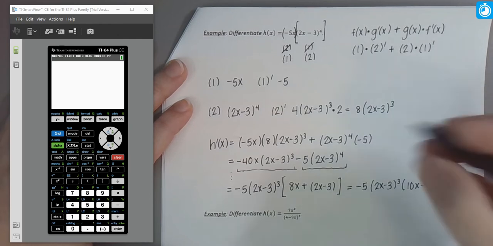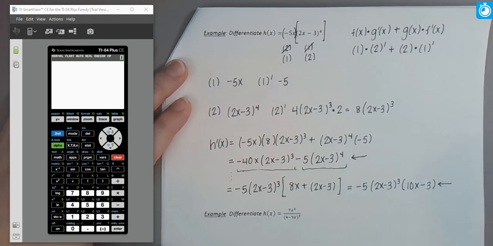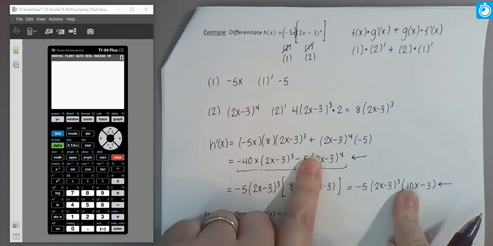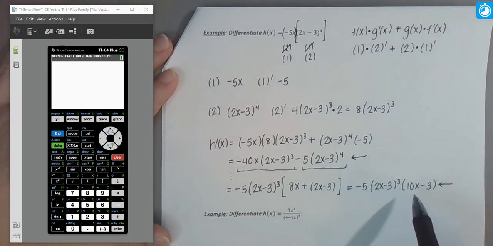So which answer is right? Is it this one? Is it this one? Well, the answer is they're both right. It just depends on the situation we're in. Sometimes having a further factored form, this would be fully factored. This is take those two terms and pull out everything they have in common, write it in a fully factored form. This would be a fully factored form, whereas this form is not. Either of them would be considered correct.